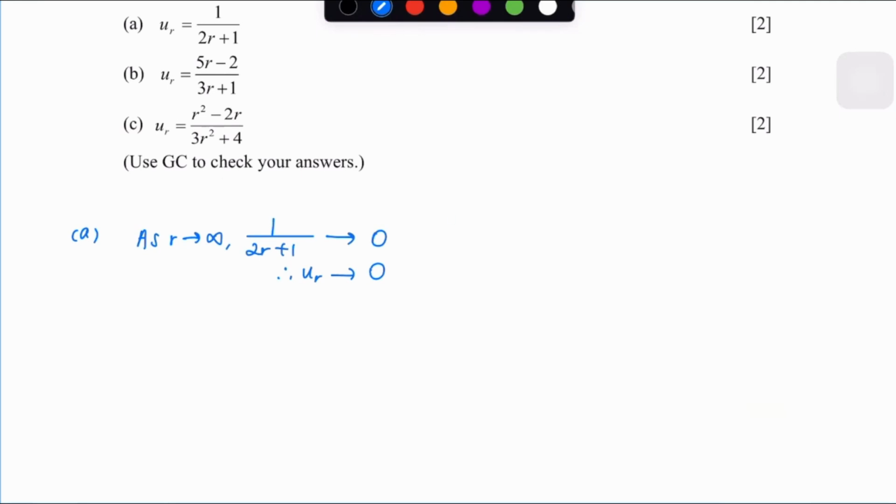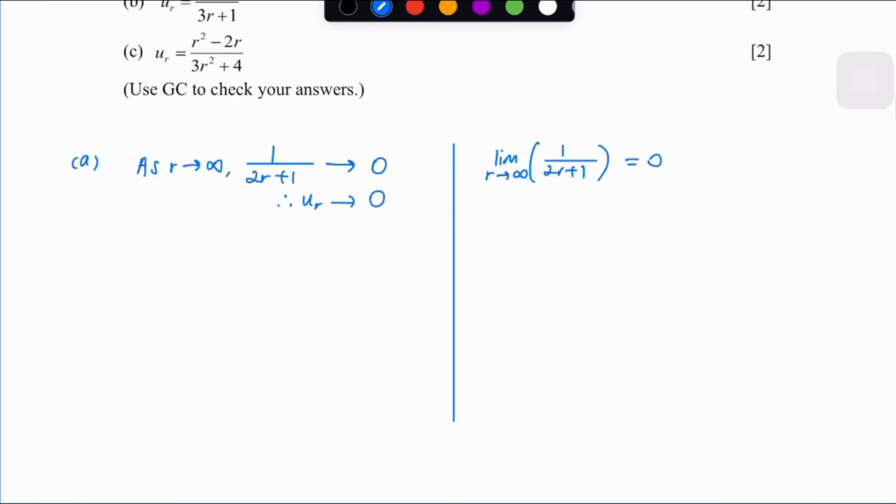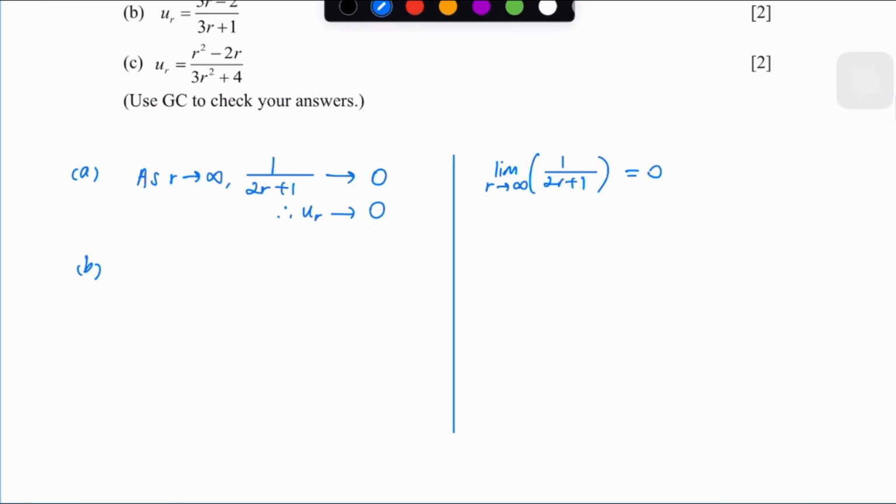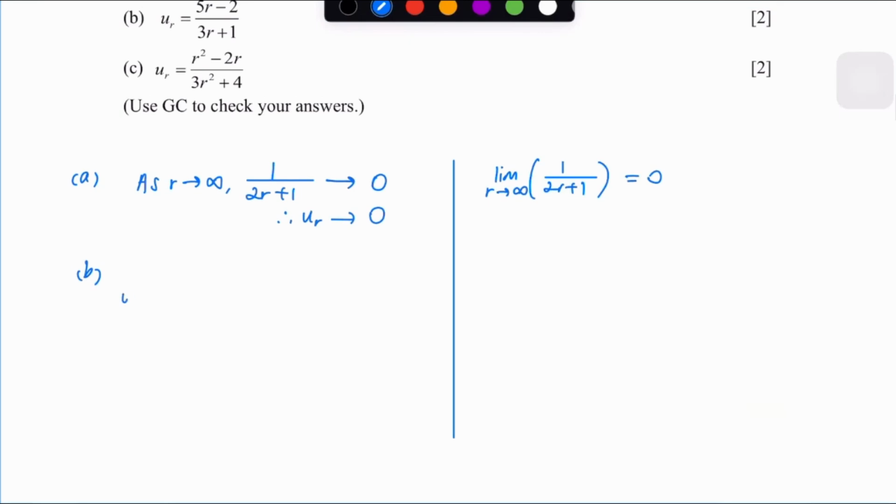Now, the alternative working would be: the limit of this function as r goes to infinity is straight away equal to 0. Right. Next one, part B. Now, we need to do some analysis over here.